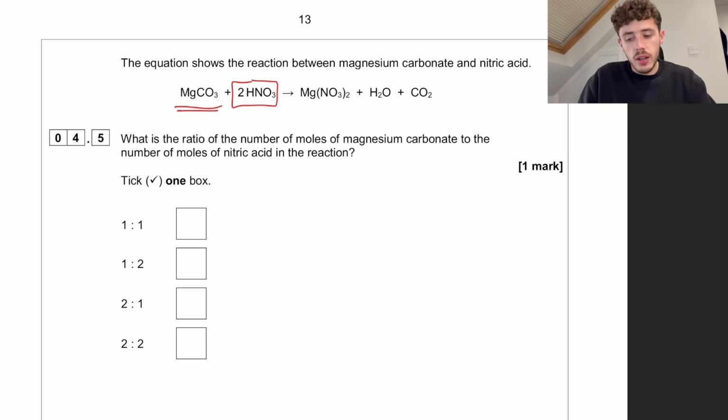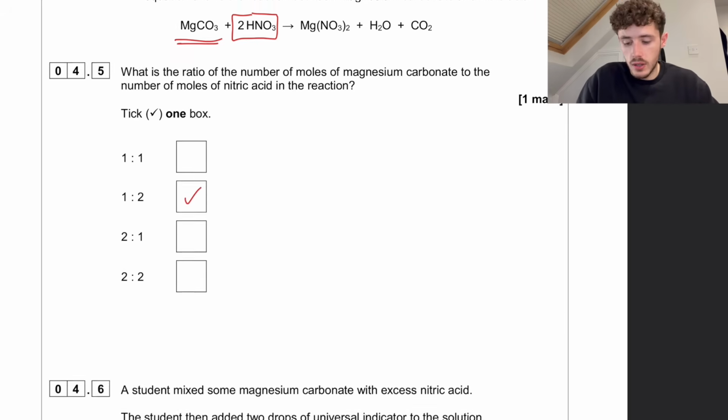So by looking at the big numbers in the front, the MgCO3 is 1 and the nitric acid is 2. So it's going to be 1 to 2. And that's going to be your final answer.